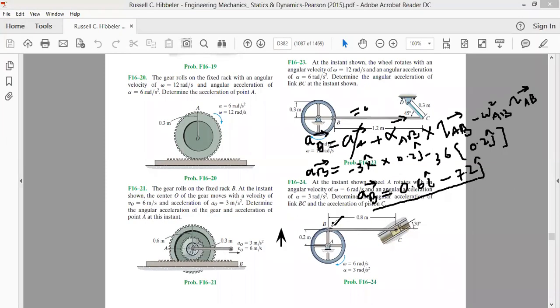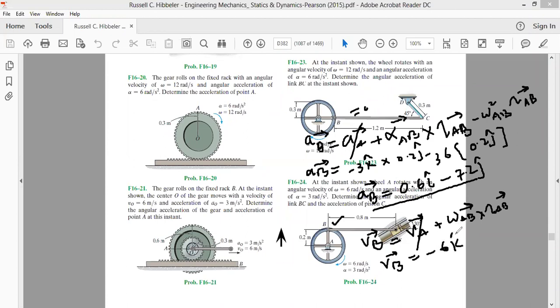Again, in terms of A and B, we can write velocity of B is equal to velocity of A plus angular velocity of AB cross product with RAB. Velocity of B will become equal to, since A is at rest, it does not move, its velocity is 0. Omega AB is equal to minus 6k cap.